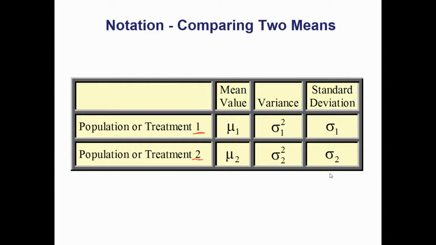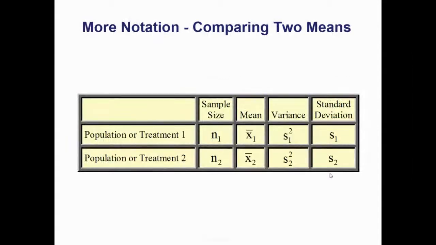So what are we usually dealing with? Populations or samples? Samples. So here's our notation for samples. It's really, again, kind of self-explanatory. You have two treatments. Let's call them treatment one and treatment two, or population one, population two. We use the same variables that we're familiar with: x bar, s squared for variance, s for standard deviation. We just add a subscript in there to tell us what population we're talking about.